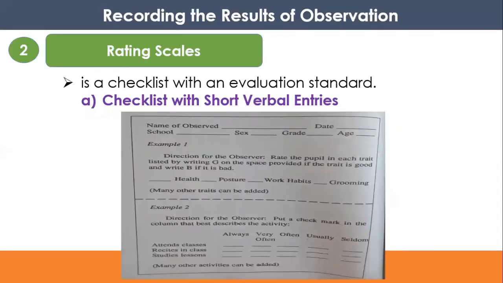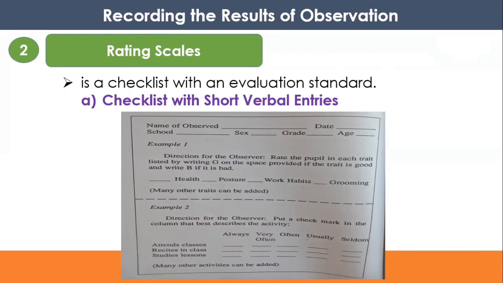And another way of recording the results of observation is through rating scales. What do we mean by rating scales then? A rating scale is a checklist with an evaluation standard. The types of rating scales are numerous, but some may be given. So in observing a pupil's behavior, the following may be followed. For example, you have the name of observed. Okay, so this is the name of the pupil, the date, the school, the gender, the grade, and the age.